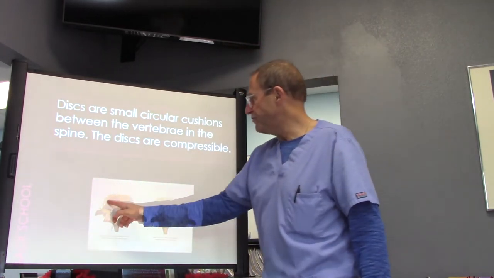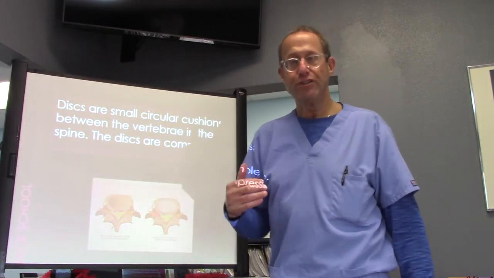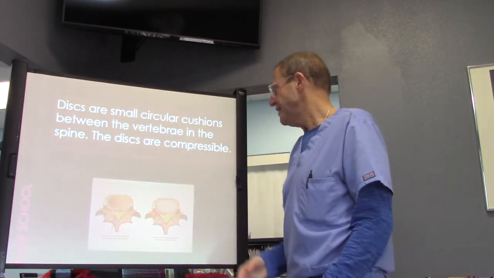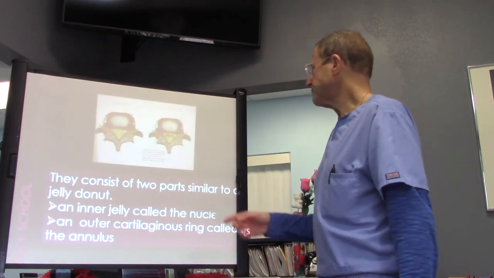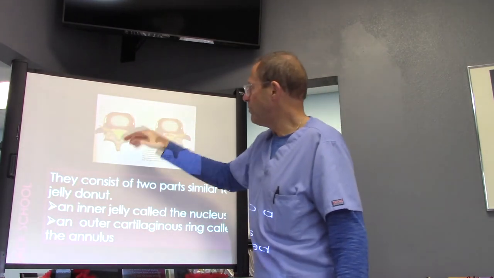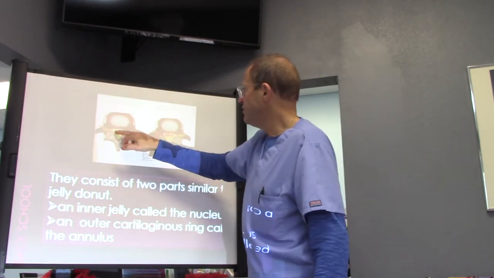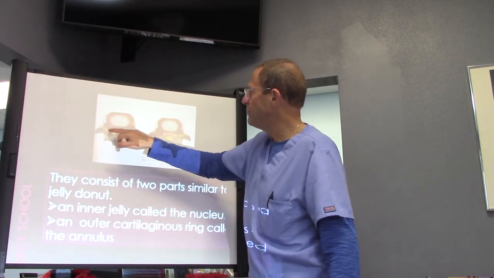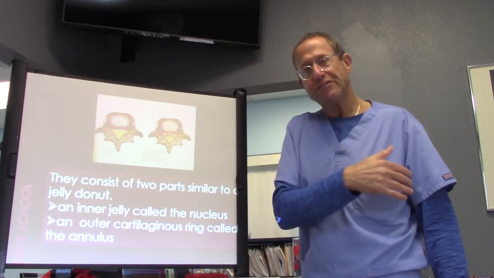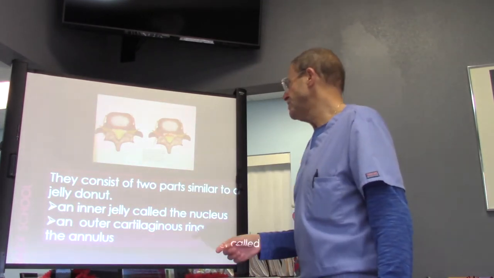The disc consists of two parts: a nucleus, which is a jelly or gelatinous type of substance similar to toothpaste, and it's surrounded by cartilage fibers in order to protect that nucleus. Okay, here you can see the nucleus, you can see the cartilage. This is the spinal cord. This is an aerial view, so we're looking down on one segment of the spine. So you can see the spinal cord right in the middle, and the spinal cord gives off a nerve going to the left and going to the right to innervate the left side of the body and the right side of the body. So it consists of two parts very similar to a jelly donut, okay?